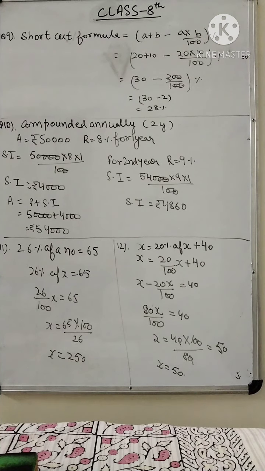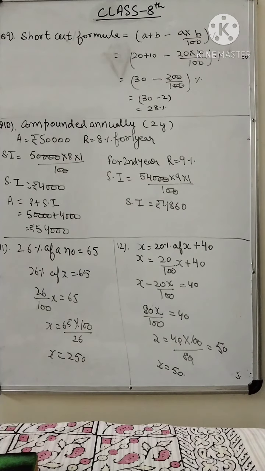So the single equivalent discount is equal to 28%. Now question number 10, they are saying the principal is 50,000. You have to solve it compounded annually. But for the first year, the rate of interest is given 8%. For the second year, they are saying the rate of interest is 9%. Clear? So, we know that for the first year, the compound interest and the simple interest are the same.